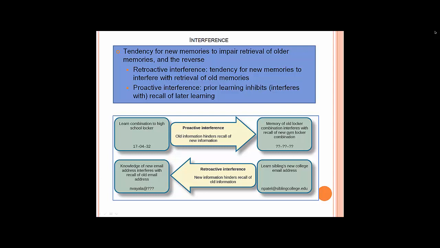Retroactive interference occurs when knowledge of a new email address interferes with recall of an old address. So you've learned your sibling's new college email address. Then the knowledge of the new email address interferes with recall of the old email address. So now the same address may be different.